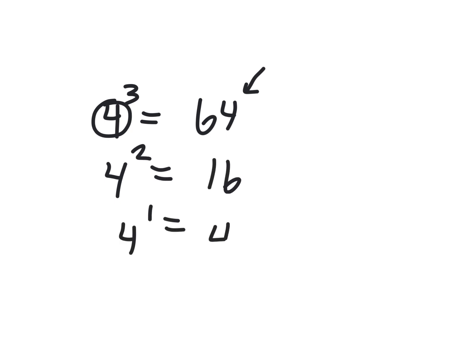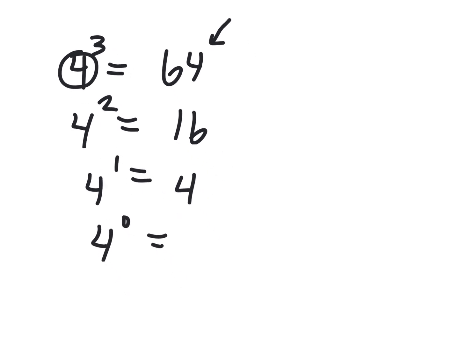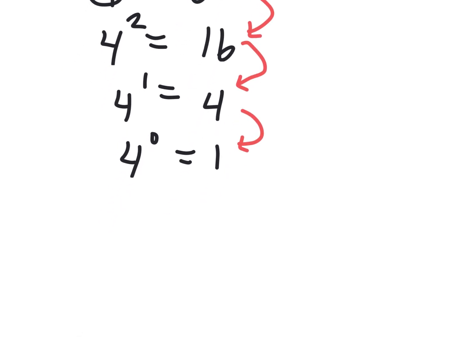Oh, that's easy. How about 4 to the 0? 1. Now look at the pattern here. This is 1/4 as big. This is 1/4 as big. This is 1/4 as big. So when I go to 4 to the negative 1, don't be surprised that it's 1/4, because it's 1/4 as big. Math always makes sense if you look at it from the right perspective. Okay, so anything to the negative 1 power is 1 over that number.